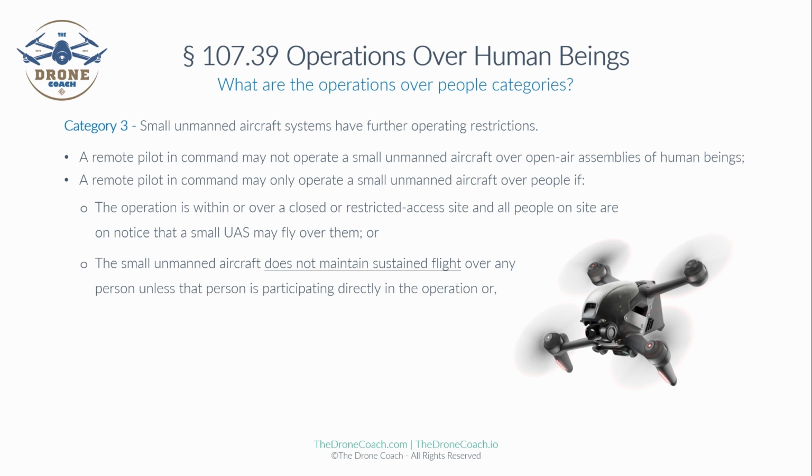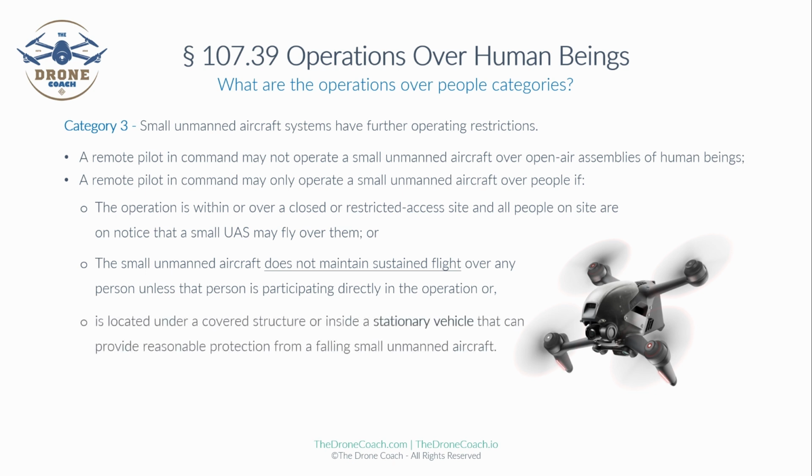The small unmanned aircraft does not maintain sustained flight over any person unless that person is participating directly in the operation, or is located under a covered structure or inside a stationary vehicle that can provide reasonable protection from a falling small unmanned aircraft.